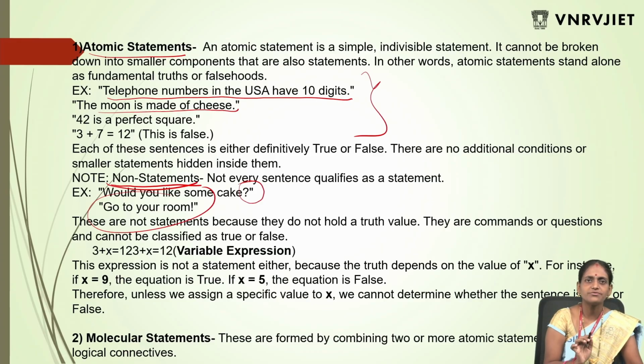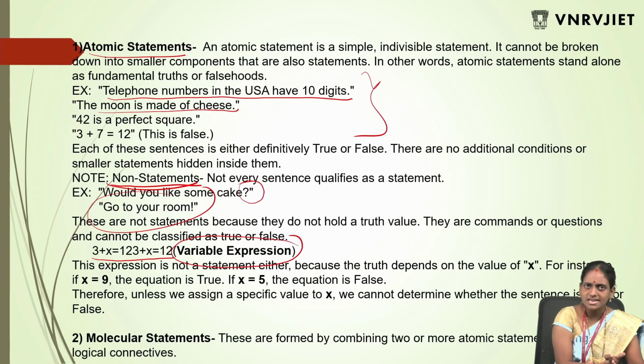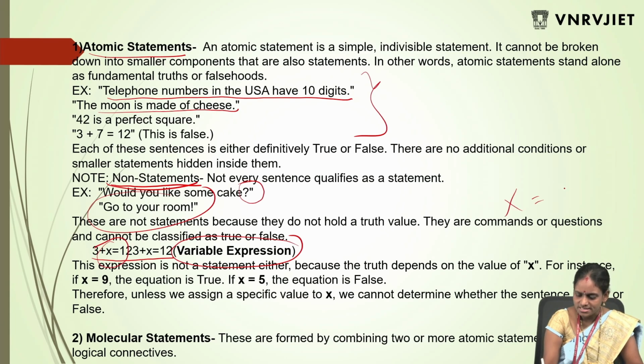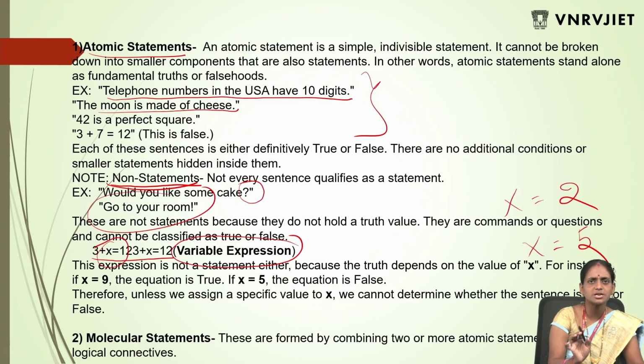So this is the difference between atomic statements and non-propositional statements. See, in our regular life, every statement will come under atomic statements. And one more example I have given is a variable expression. If we consider 3 plus x equals 12, I have given the expression with a left-hand side part and a right-hand side part. But here we are not assigning any specific value for x. If I consider x equals 2, the result will be different. If I consider x equals 5, the result will be different. But we are not going to find the value of x. Such types of statements will come under non-propositional statements.